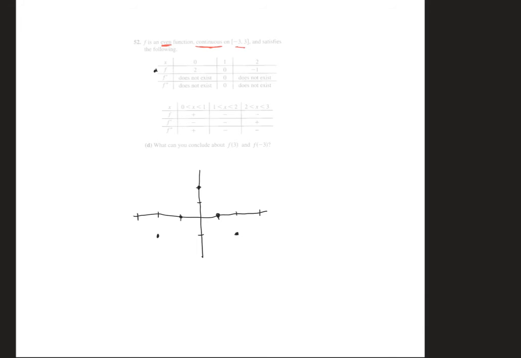Now let's see what we know. The derivative doesn't exist at 0, so we're going to have some kind of corner or cusp, and it's going to be a 0 derivative at 1, and it's not going to exist at 2. So let's see what we know maybe between 0 and 1. Between 0 and 1, the function's above the x-axis, it's going to be decreasing, and it's going to be concave up. So decreasing, concave up is going to look something like that.